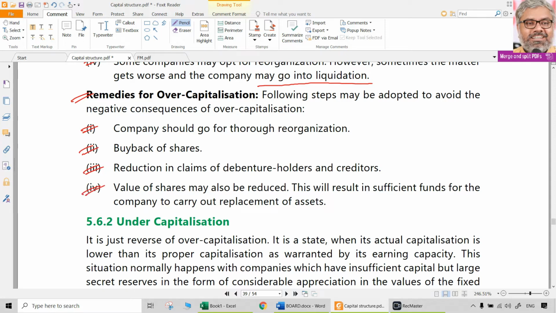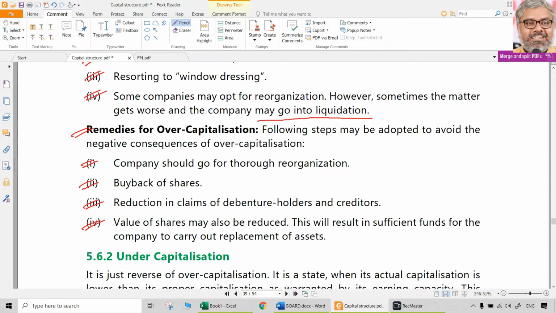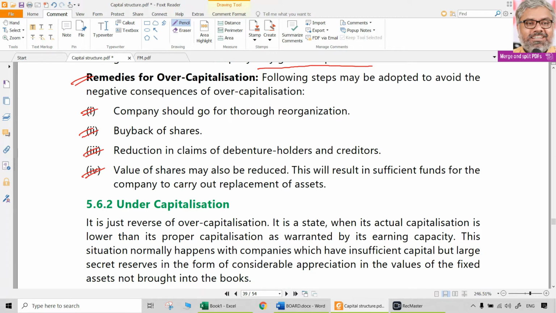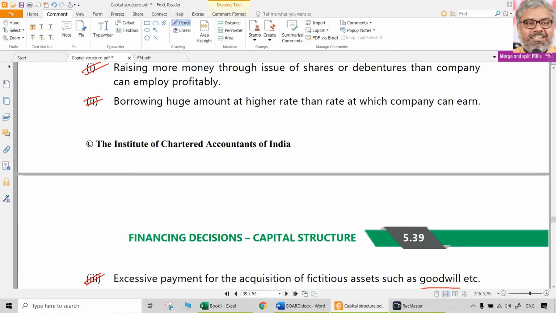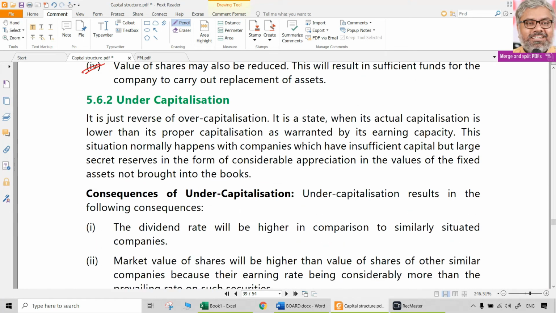But of course, that will result in sufficient funds for the company to carry out the replacement of assets. If it does any of these things, overcapitalization can be adjusted a little bit. But practically, once a situation is out of control, these remedies are not really going to work. They are going to be useless. If the situation is still within control, then any of these remedies can create a bit of benefit to the company. These are various aspects related to overcapitalization. So what is overcapitalization, what is undercapitalization is a theory question.